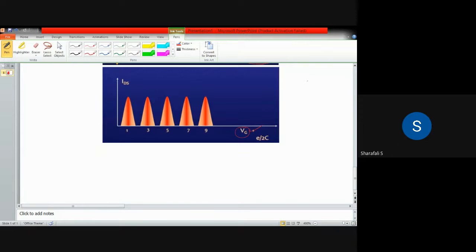then we can have a current which is oscillating with a period of E by Cg. And these are the Coulomb oscillations.